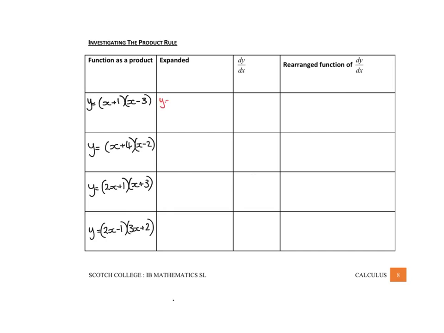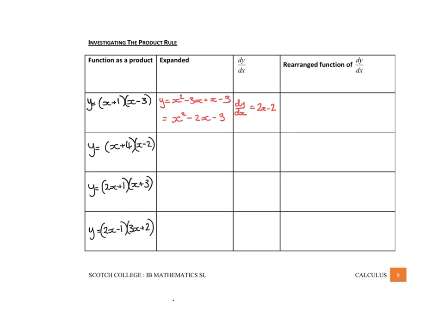So if we expand out this first one, we would get x squared, then we'd get minus 3x plus x minus 3. So that would simplify just to be x squared minus 2x minus 3, which maybe you would do in one line. Then we would differentiate that. So dy dx would equal 2x minus 2. We should be pretty good at doing that by now. So that's what the derivative is.